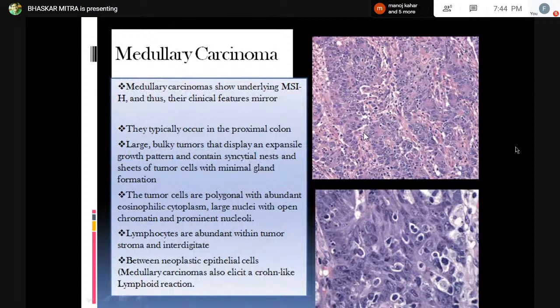lymphocytic infiltrate, there may be Crohn's-like lymphoid reaction. I am coming to this later in this medullary carcinoma. And this is the rare variety of colonic choriocarcinomas.